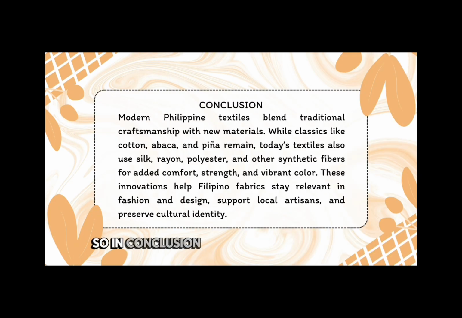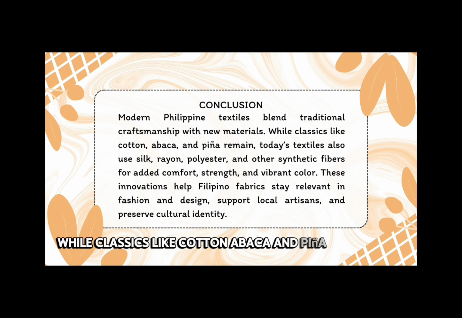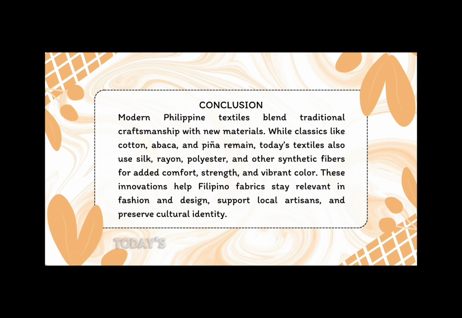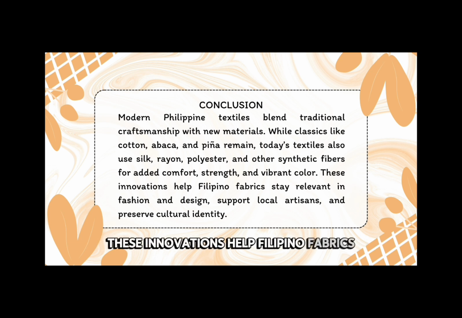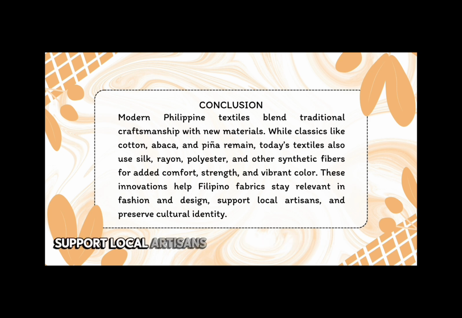So in conclusion, modern Philippine textiles blend traditional craftsmanship with new materials, while classics like cotton, abaca, and piña still remain. Today's textiles also use silk, rayon, polyester, and other synthetic fibers for added comfort, strength, and vibrant color. These innovations help Filipino fabrics stay relevant in fashion and design, support local artisans, and preserve cultural identity.